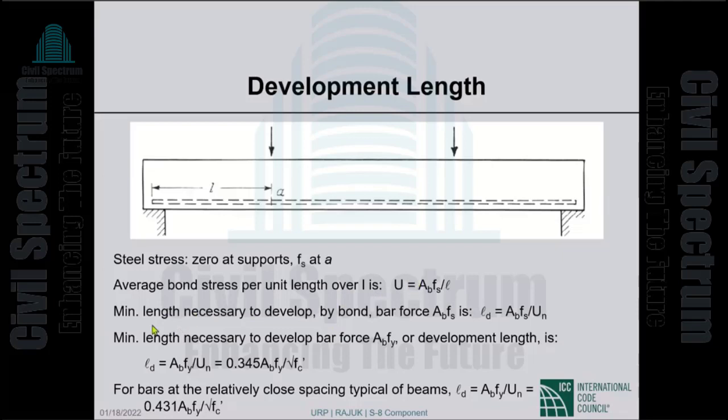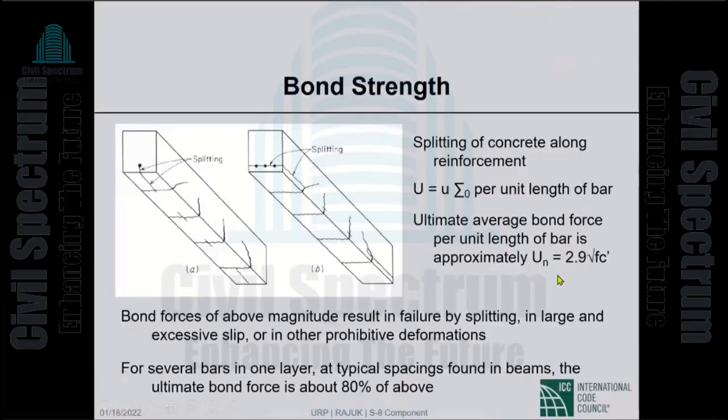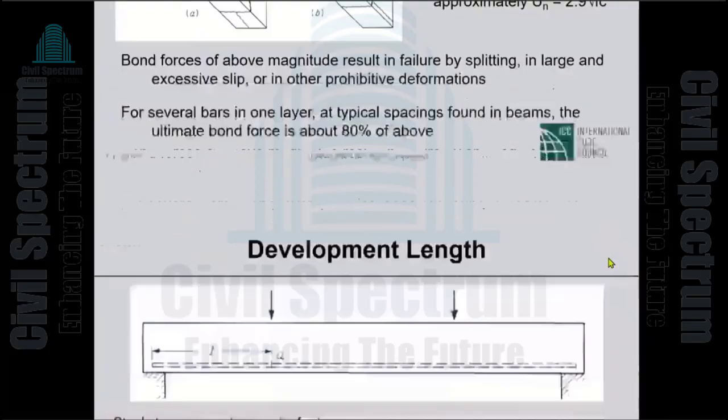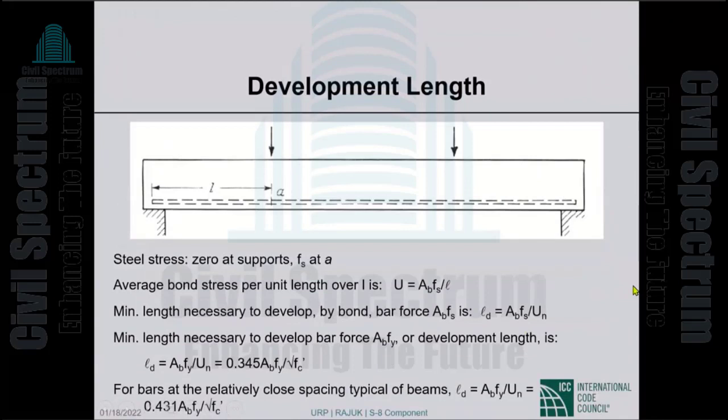Minimum length necessary to develop by bond the bar force A sub b f sub s is A sub b f sub s divided by the ultimate value we saw on the previous picture, the 2.9 square root of f sub c prime. If that is the ultimate bond per unit length, then the minimum length necessary to develop by bond this force is A sub b f sub s divided by the same U sub n.